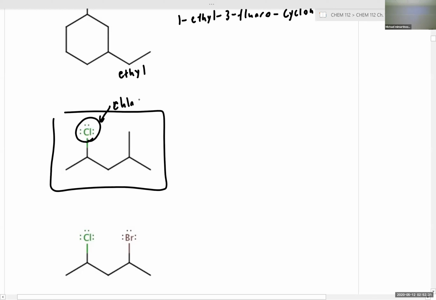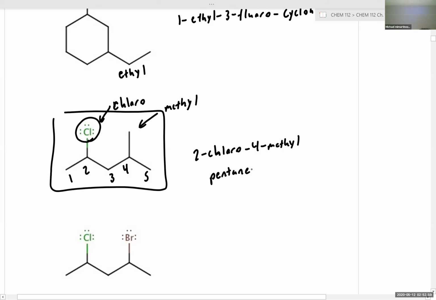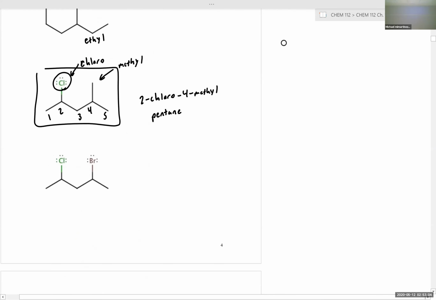So we have a chloro functionality. We have a methyl functionality. So what is first alphabetically? Chloro or methyl? Chloro. So we'd number this compound from left to right. So we'd call this 2-chloro, 4-methyl, pentane. Perfect. The responses in the chat were spot on.